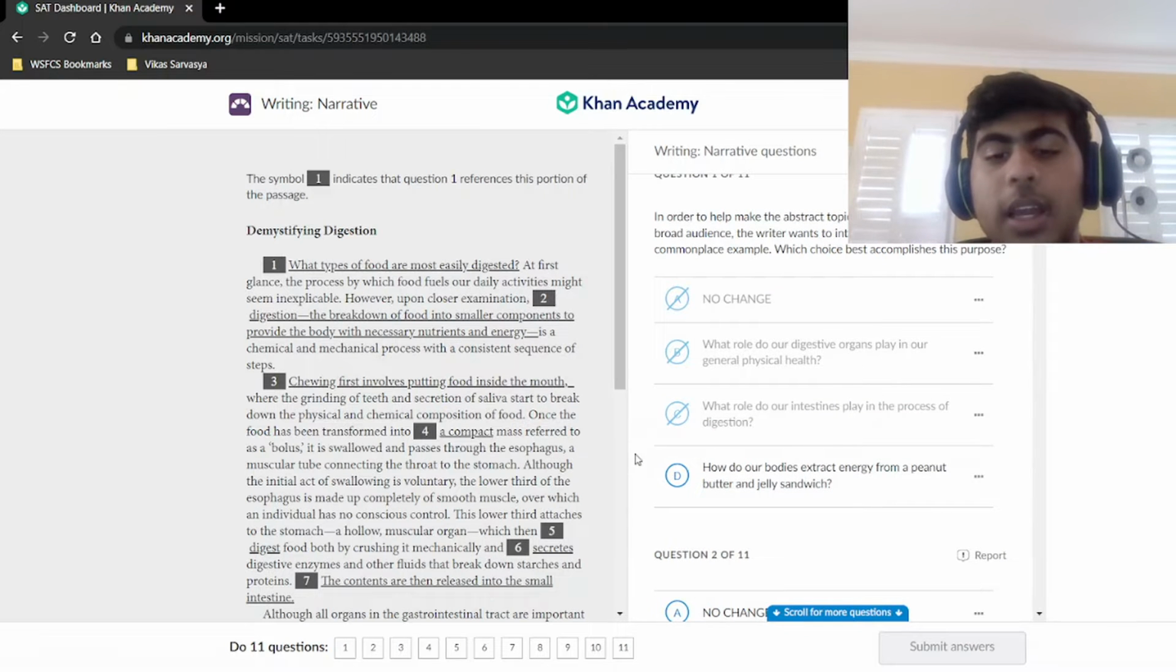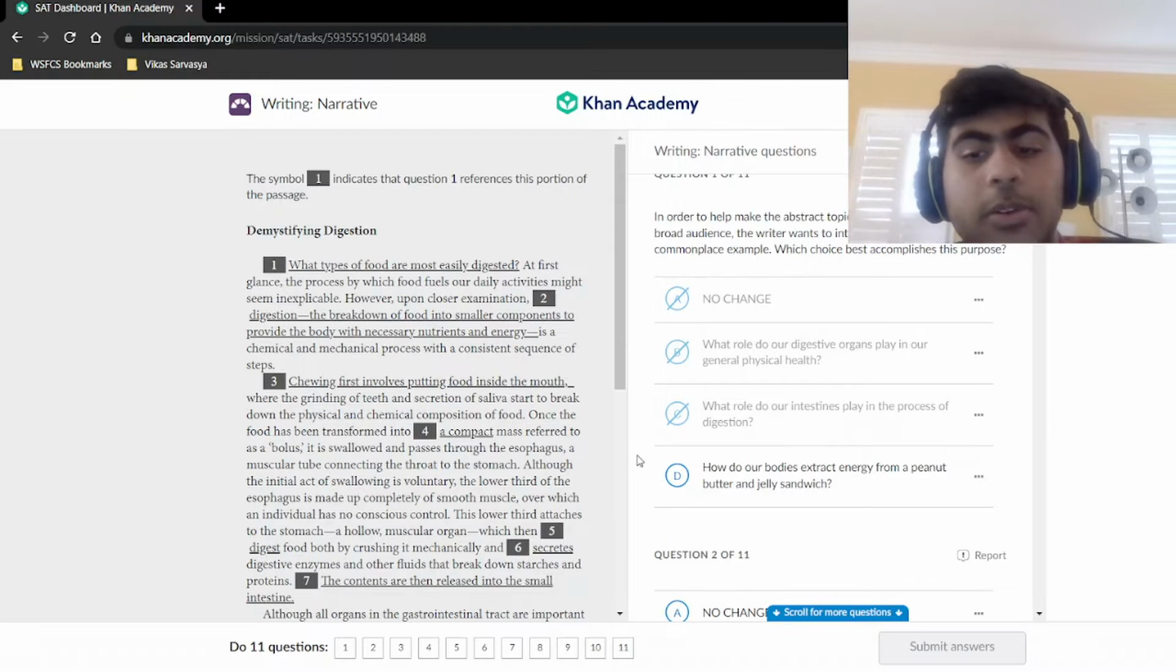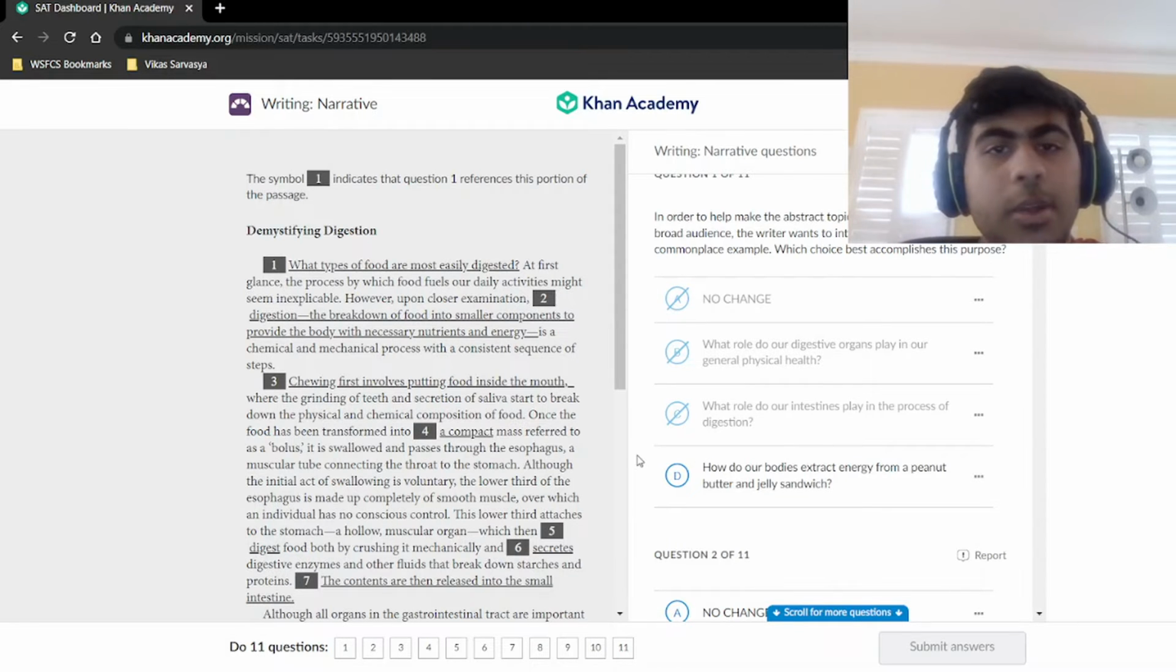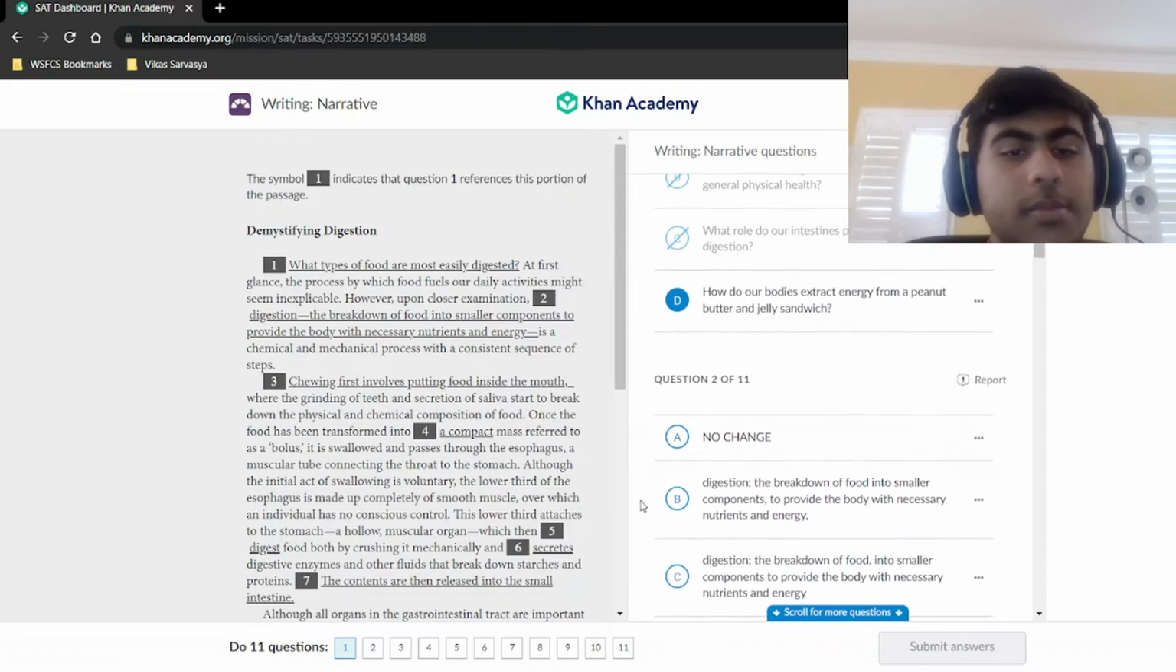And then the last one we have, how do our bodies extract energy from a peanut butter and jelly sandwich? Well, that seems commonplace, right? Everyone knows what that is. And it's a specific example, how do they extract energy from a certain type of food, one type of food? So that is going to be our specific commonplace example. That's our answer. Let's move on to our next question.